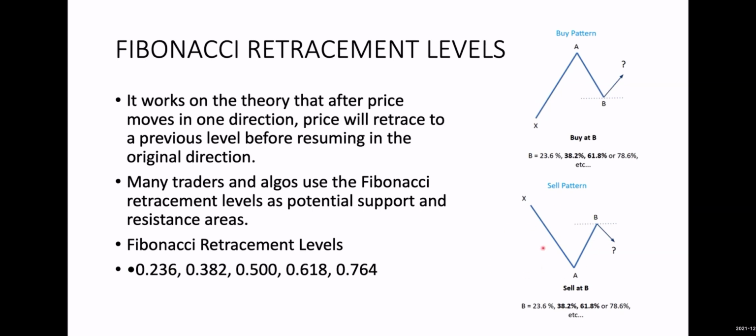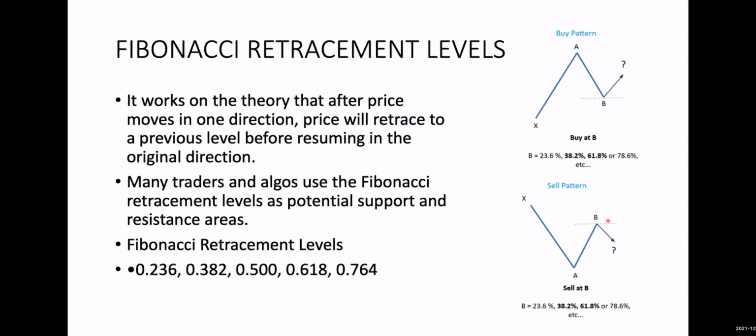And the same thing applies for a sell pattern as well. So you see a stock strongly selling off. At some point, it's going to pop back up. At some point, people are going to take profits or re-short the stock. That is the sell pattern. This point B can be one of these ratios, 23.6, 38.2. In fact, it's just the same ratio.